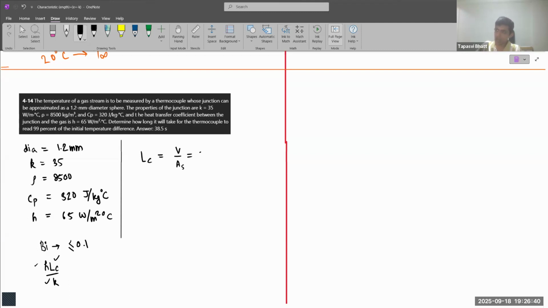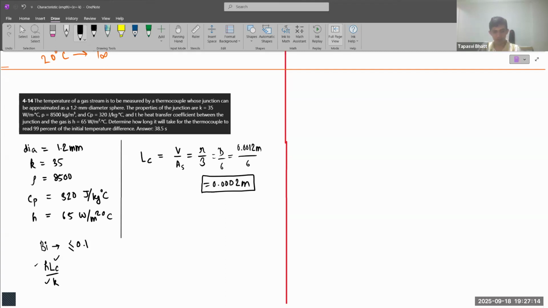So R over 3, because we discussed why volume over the area of a sphere is R over 3, which is the diameter over 6, which is 0.0012 meters over 6, which is 0.0002 meters. I like to keep things in SI units because that way it's very helpful for me. I'm less prone to making mistakes.